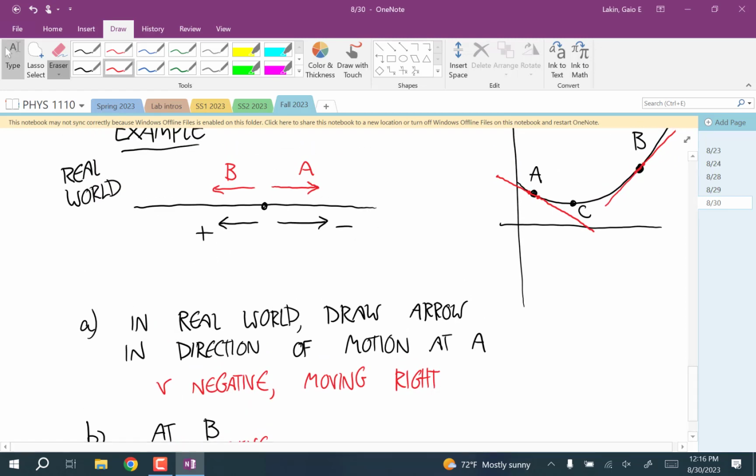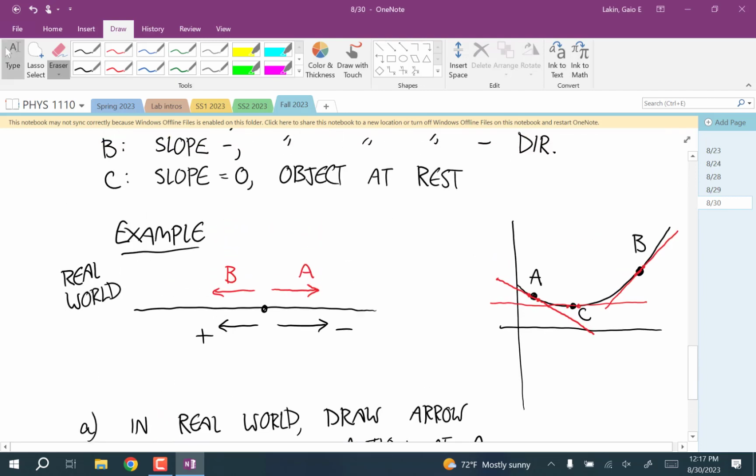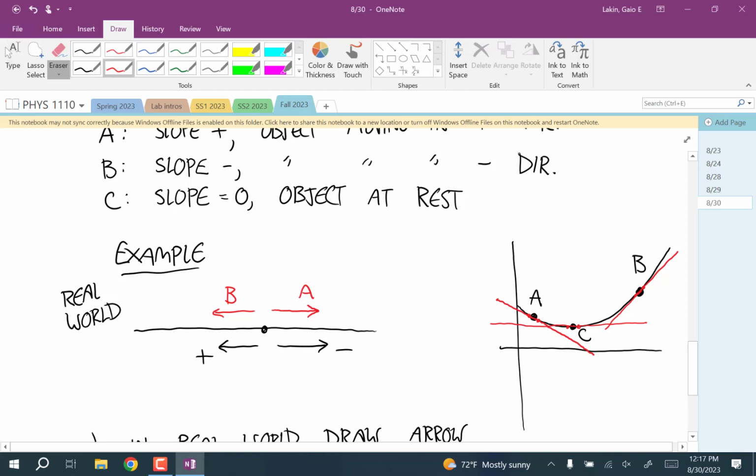And then at the point C, the 2 nearby points are like that. So the tangent line is this. So is the velocity positive, negative, or 0 at C? 0. So the velocity is equal to 0. And so if the velocity is 0, the object isn't moving at all. So wherever the object is, it's just sitting in place. It's not moving either way. Okay?